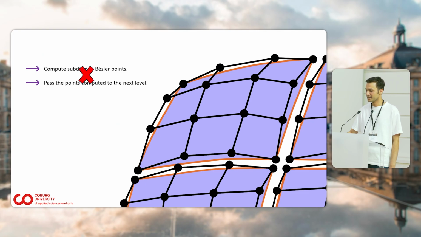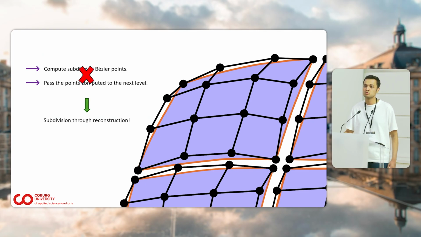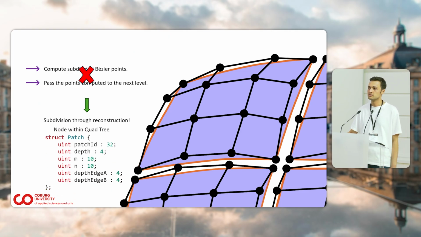That's not actually good. We don't like that. We want to do something else. We want to reconstruct a curve, or in this case, reconstruct our surface through subdivision. We use a quad tree, and each patch has a node there, and we need this information.